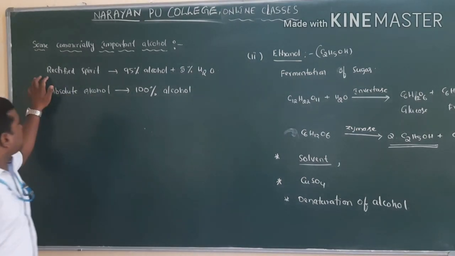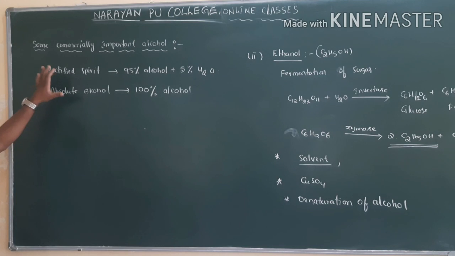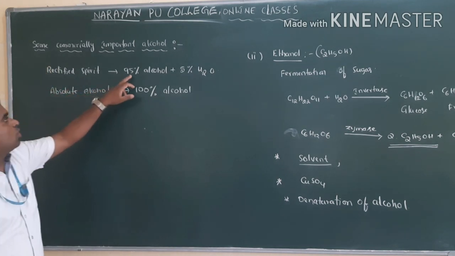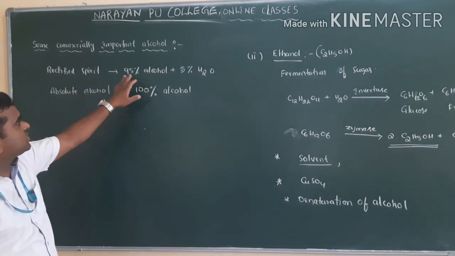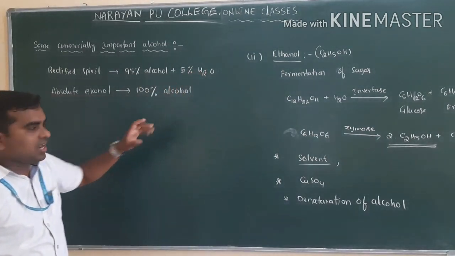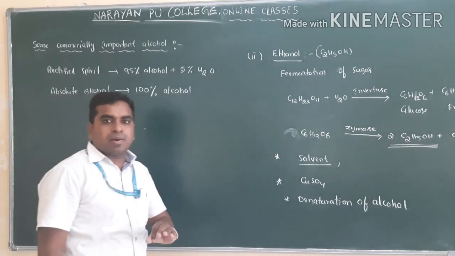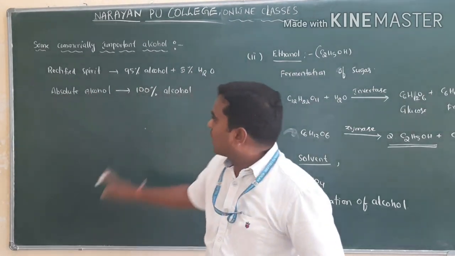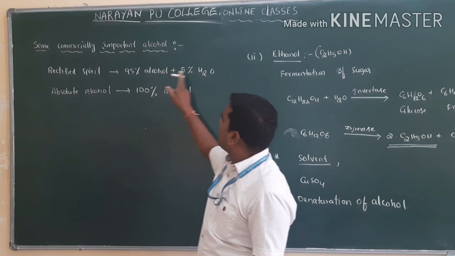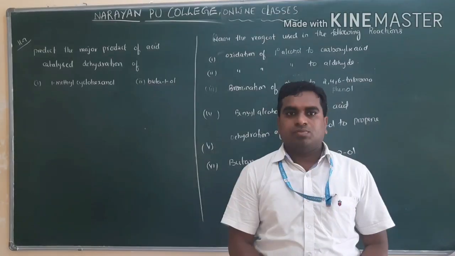And another small concept is there, rectified spirit, and sometimes they ask about it in competitive examinations. So what is rectified spirit? It is a mixture of 95% alcohol and 5% water. And absolute alcohol means there will be no water content, only 100% alcohol. If 5% water is present in the alcohol, it is called rectified spirit.